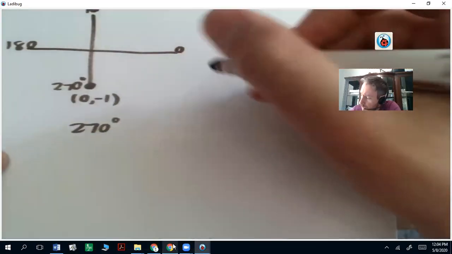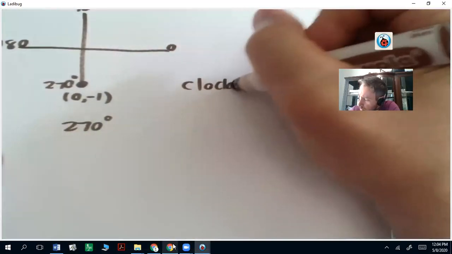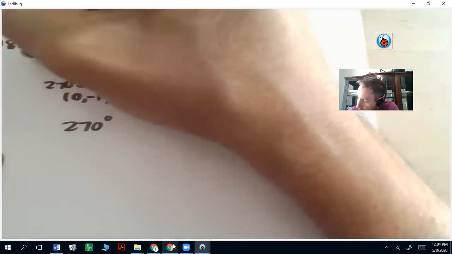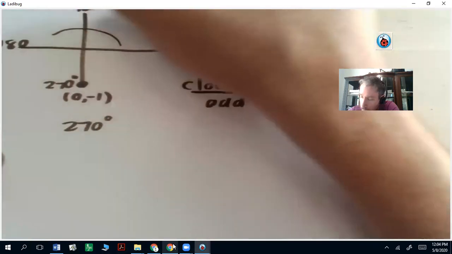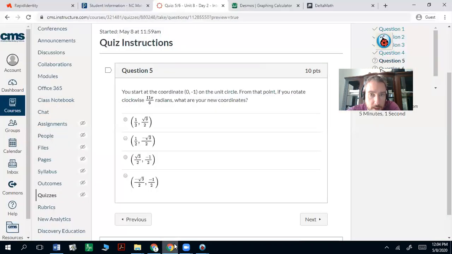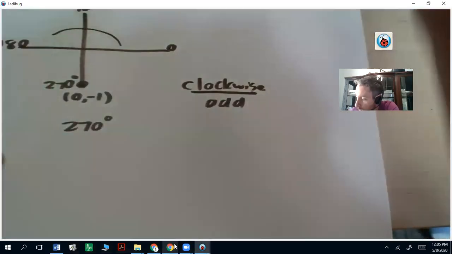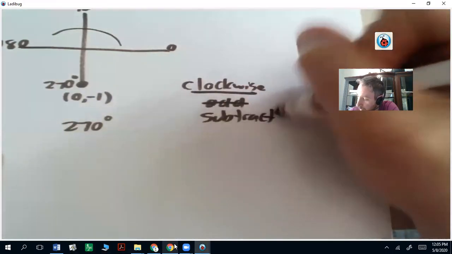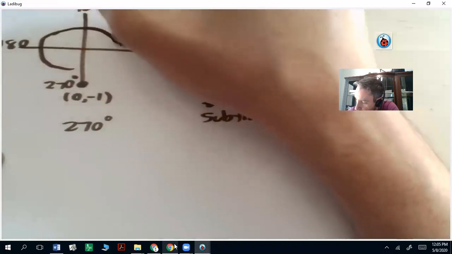But what you got to know is if you're doing clockwise, you're going to add, because the numbers go up as you go. Hold on, it says clockwise. You're going to subtract because my brain's not thinking. So the numbers go down as you go clockwise, the numbers go down.